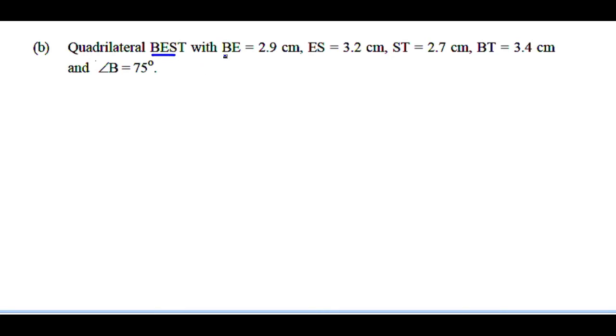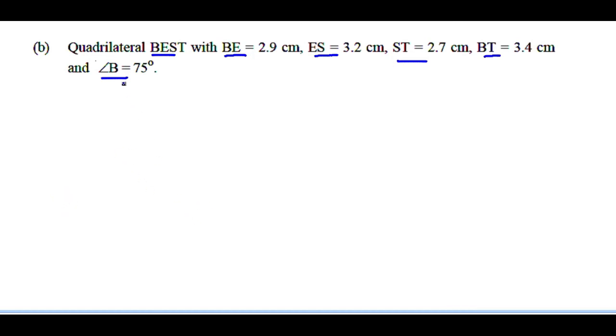In that one, B to E is 2.5 centimeters, E to S is 3.2 centimeters, S to T is 2.7 centimeters, and B to T they have given as 3.4 centimeters. One angle is given: angle B is equal to 75 degrees. So the first step is to draw a rough sketch of the required quadrilateral and mark the given measurements.